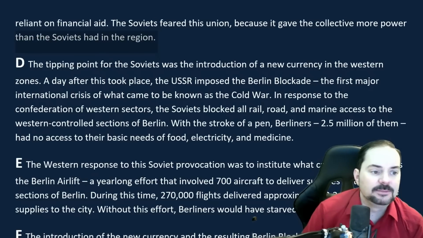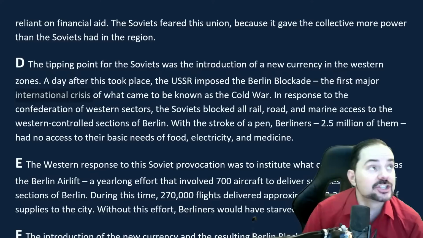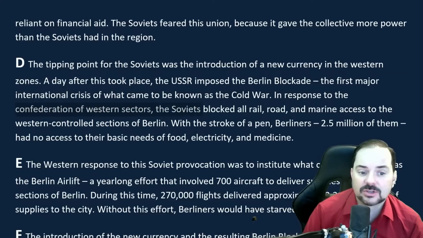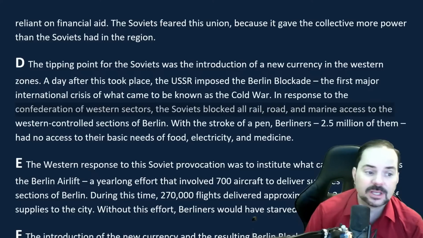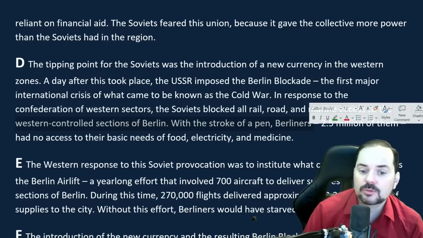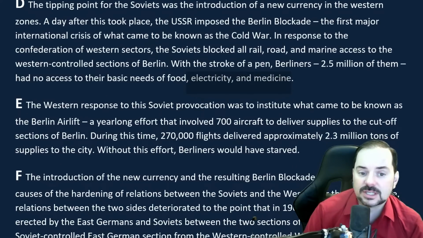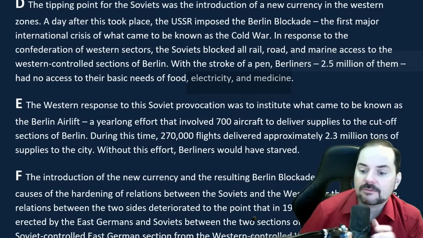Let's keep going. D. The tipping point for the Soviets was the introduction of a new currency in the Western zones. A day after this took place, the USSR imposed the Berlin Blockade, the first major international crisis of what came to be known as the Cold War. In response to the Confederation of Western Sectors, the Soviets blocked all rail, road, and marine access to the Western-controlled sections of Berlin. With the stroke of a pen, Berliners, 2.5 million of them, had no access to their basic needs of food, electricity, and medicine.